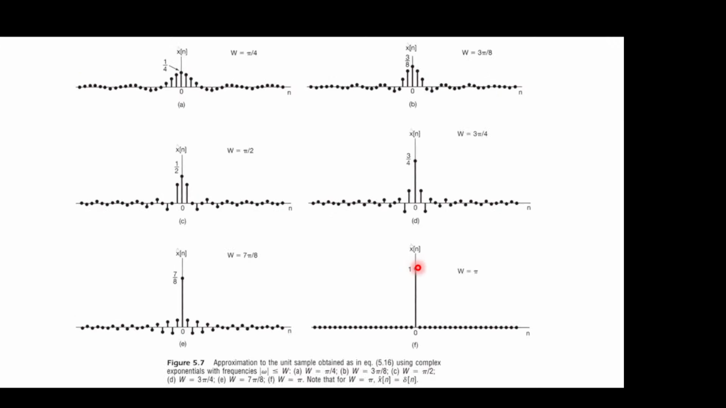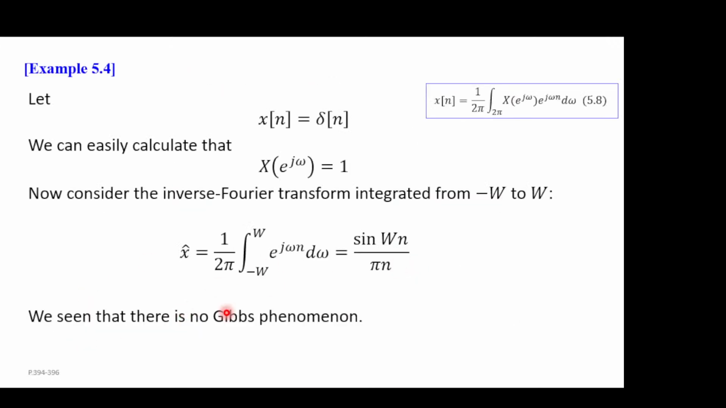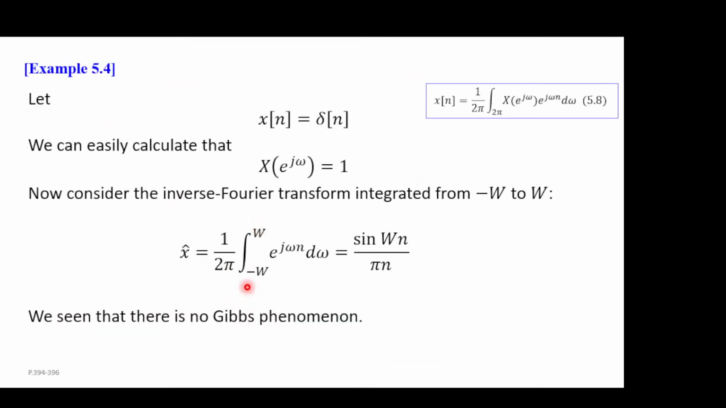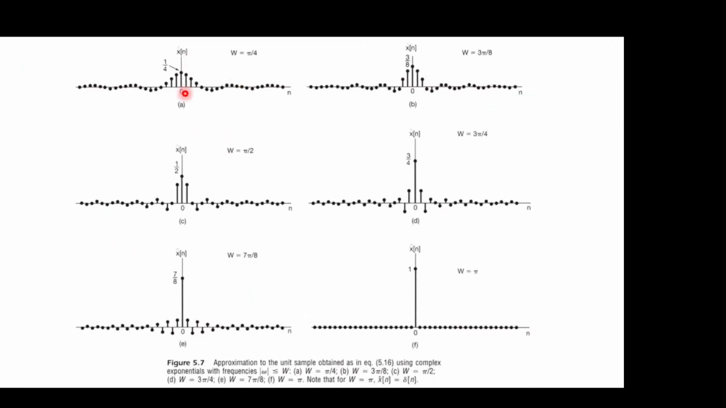So you see there is no Gibbs phenomena as your w goes to pi. Here we have a result plot. For w equal to pi over 4, you have this kind of thing, and then w increases through 3 pi over 8, etc., up to pi. You can see that as your integration range increases, it's like Gibbs phenomena, where you get the oscillation faster and faster.